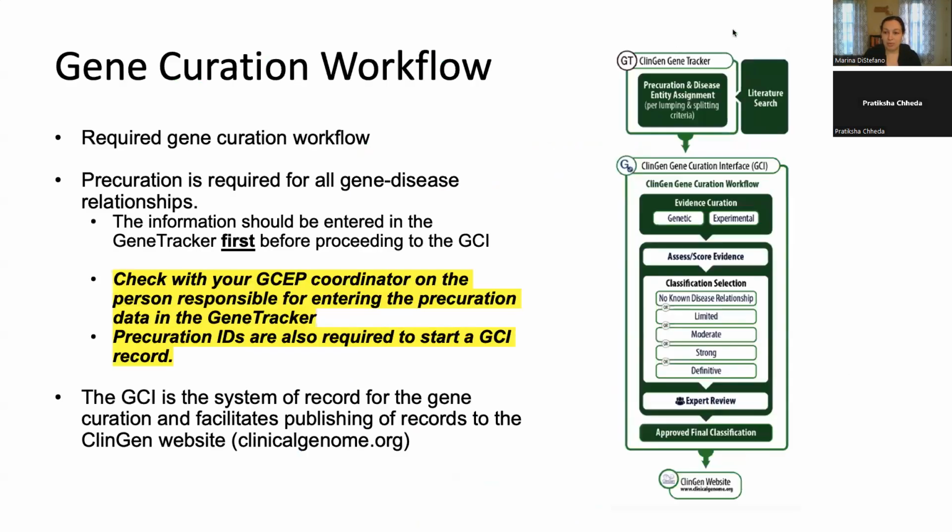This is another diagram from the standard operating procedure of the gene curation workflow. It's a required gene curation workflow, and as a relatively new change, pre-curation, which has always been required, is now required to enter curations into the gene curation interface. So this information should be entered first into the gene tracker. You need to check in with your GCEP coordinator on who should be entering this information in the gene tracker. Some coordinators do all the information in the gene tracker, and some coordinators will assign curators a pre-curation, and then you would go in and fill out the information for your gene. So check in with your GCEP. It depends which workflow, depending on the GCEP.